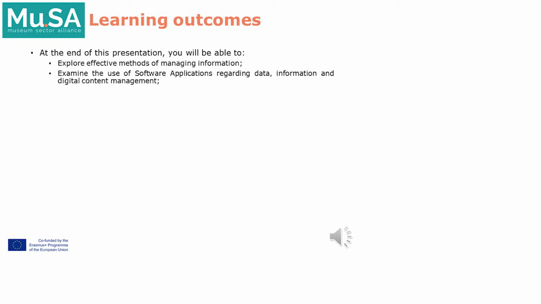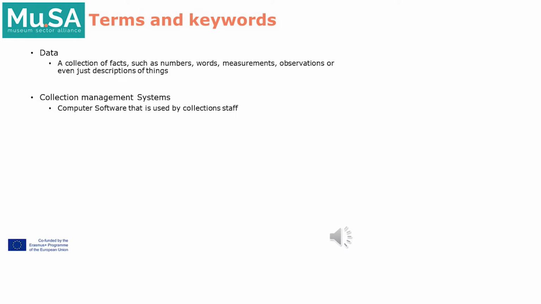At the end of this presentation, you will be able to explore effective methods of managing information, examine the use of software applications regarding data, information, and digital content management. The terms and keywords you are going to become familiar with in this presentation are data, a collection of facts such as numbers, words, measurements, observations, or even just descriptions of things, and collection management system, computer software that is used by collection staff.